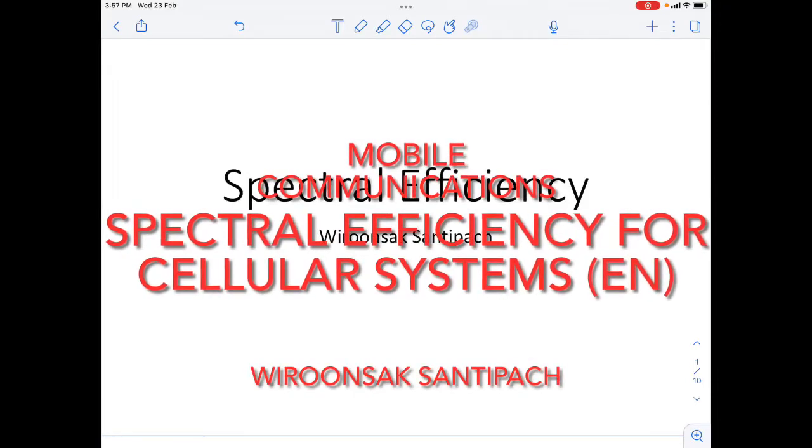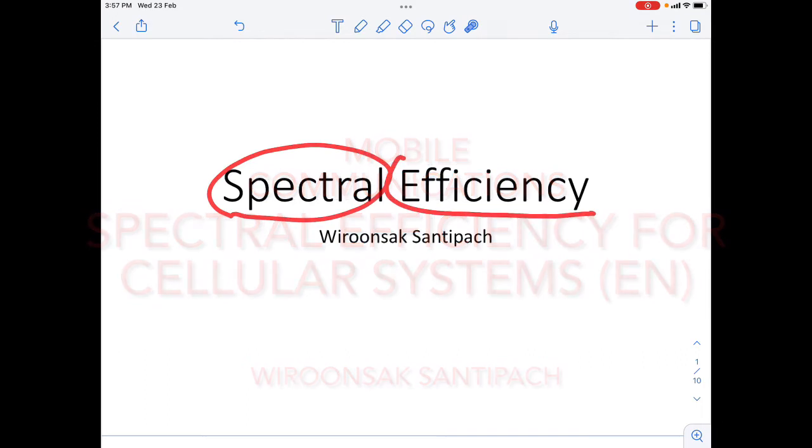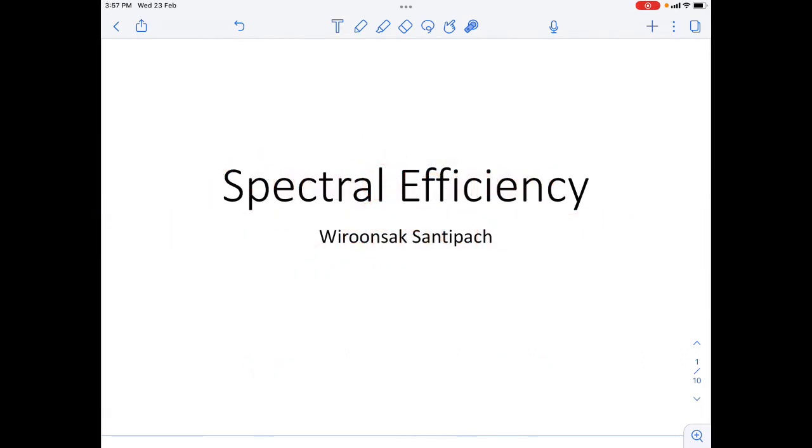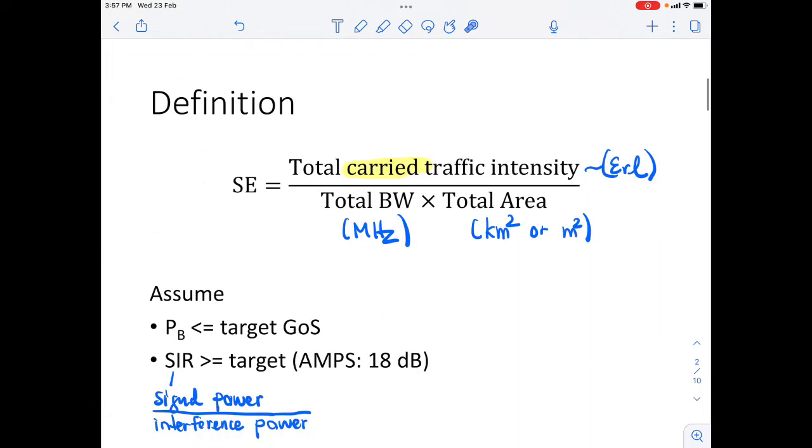So in this clip, we'll discuss spectral efficiencies. This is a number that indicates how efficiently a mobile network uses the spectrum or bandwidth of transmissions. If you look at the definition, spectral efficiency, or SE, is given by the ratio of total carrier traffic intensity.